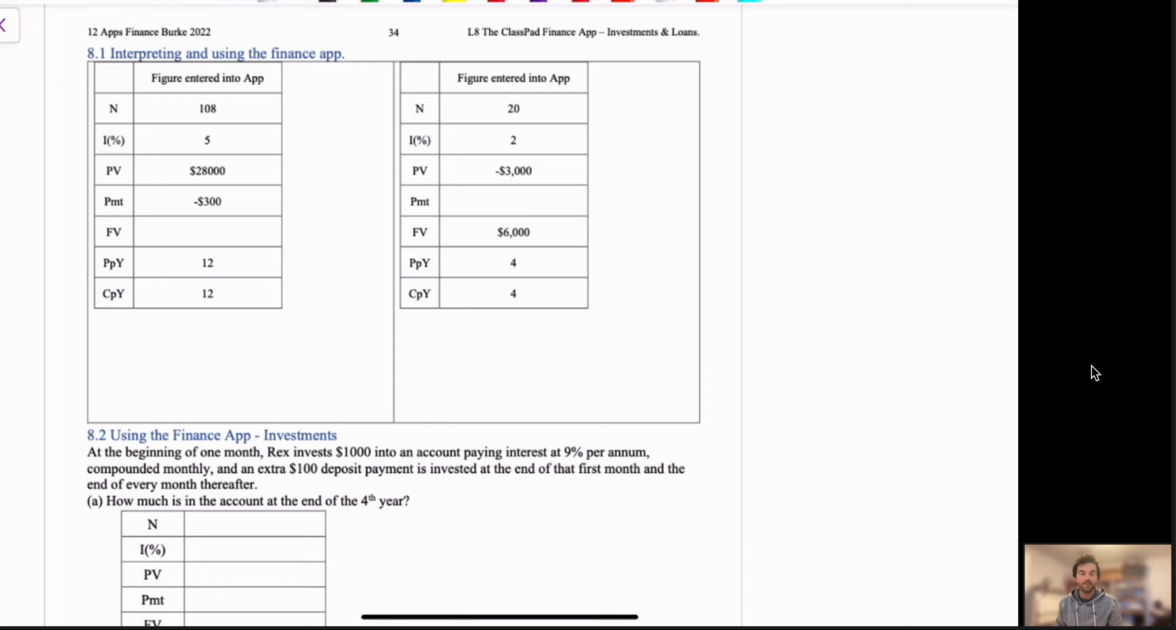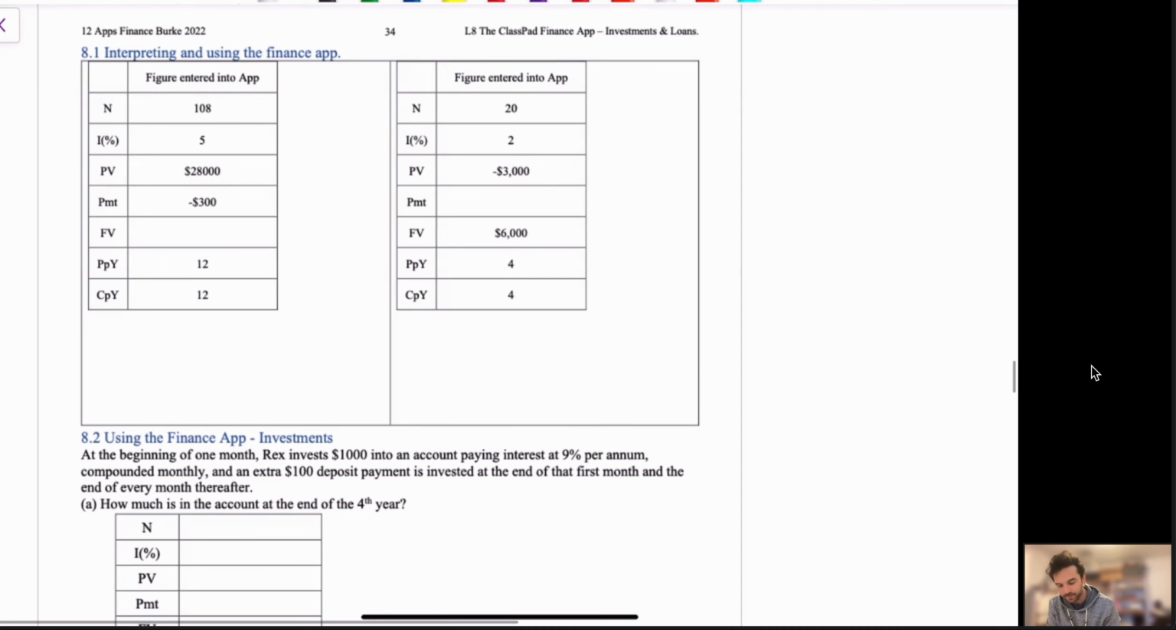One of the ClassPad Finance app. Lesson 8, this is page 34. And we're going to be interpreting and then using the Finance app. So here we go. Let's have a look at the situation.